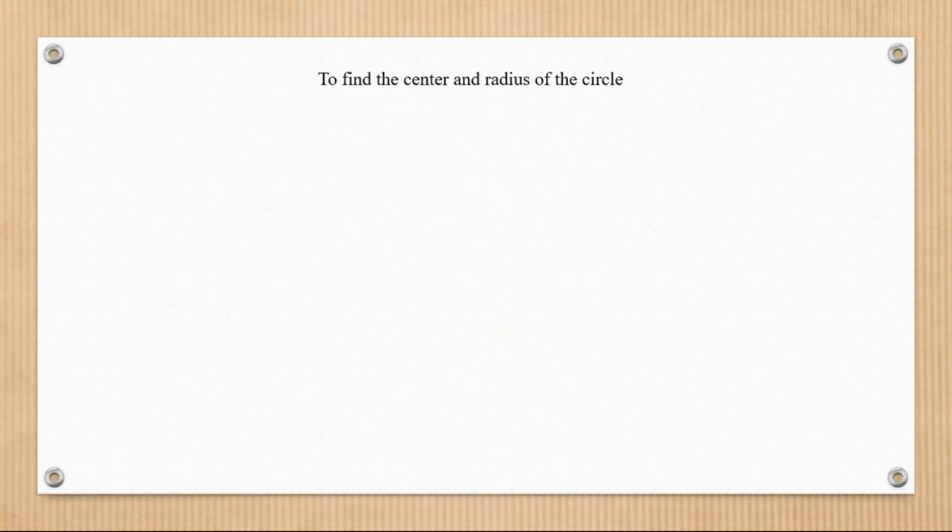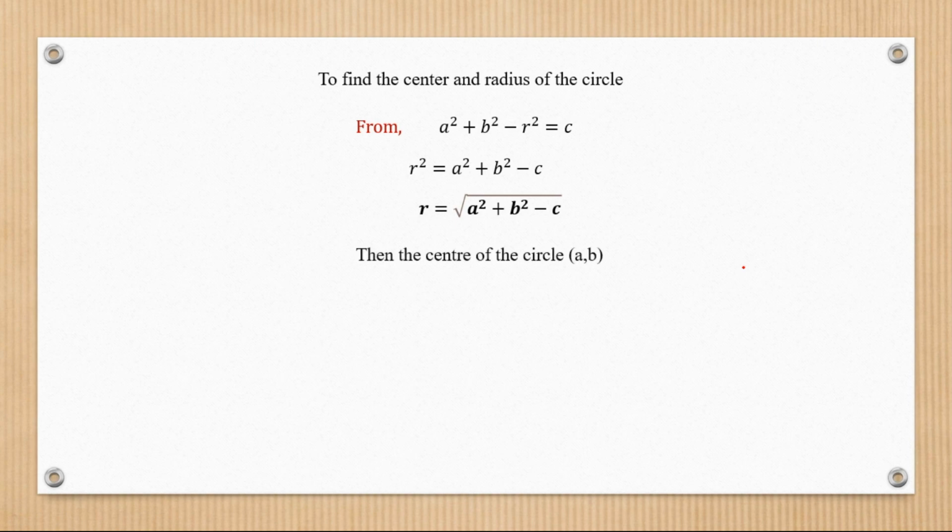Alright, so to find the center and radius of the circle, we've just stated that A squared plus B squared minus R squared is equal to C. So we can see that if we make R squared the subject, R squared shall be equal to A squared plus B squared minus C. And then R shall be equal to root of A squared plus B squared minus C. So that is going to be the equation that we can use to find the radius.